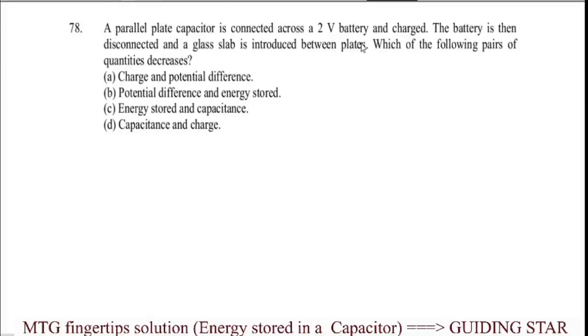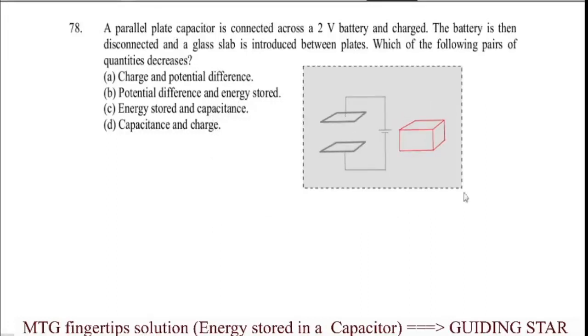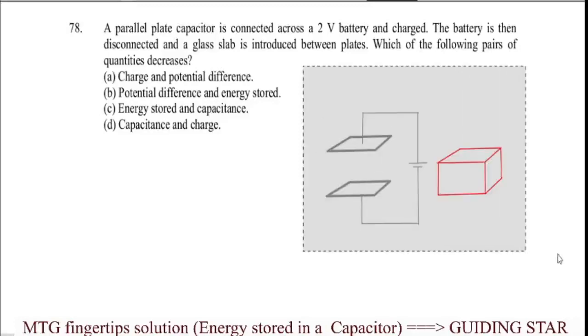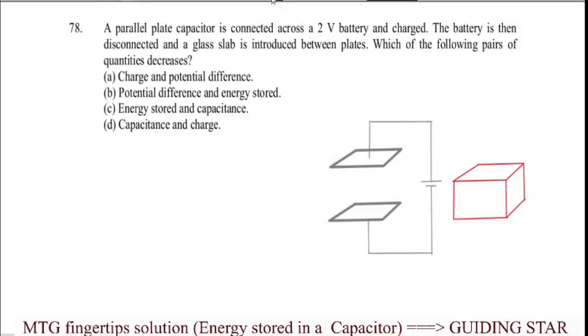So here in this particular case, just have a look at this figure. Assume that these are parallel plate capacitors, and the space between them is completely free space, or you can say it is a vacuum. Nothing is present in between the plates, and this is a 2-volt battery which is connected over here, and this is charged.